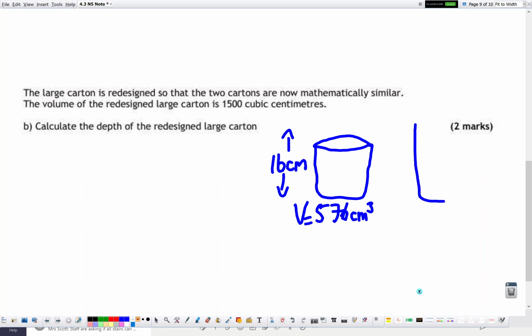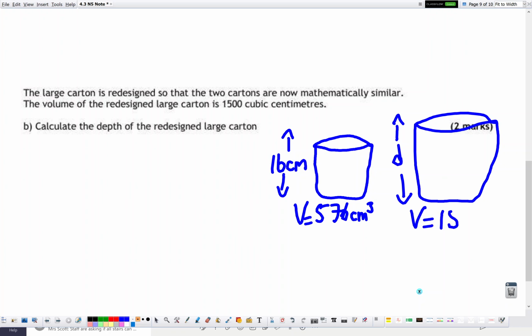The larger tub, we don't know what the depth is, call it the depth. I would call that the height, but we can call it the depth. But we do know the volume is 1,500. So this is exactly like the reversing volume question that we did in the previous video. We have to work backwards now, using the volumes to get the volume scale factor, to get the length scale factor, to then find out what D is.